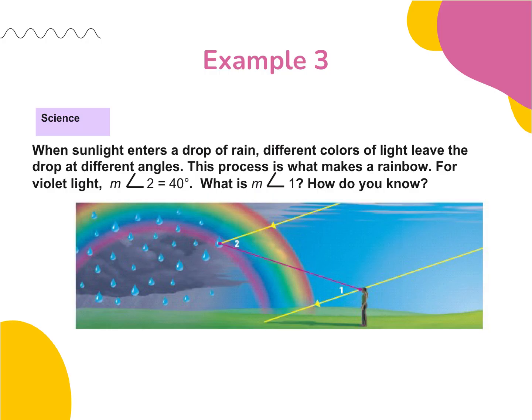Okay, so this is example 3. When sunlight enters a drop of rain, different colors of light leave the drop at different angles. This process is what makes a rainbow. So for violet light, angle 2 is 40. What is the measure of angle 1, and how do you know? So I'm going to write in the information. Angle 2, they're telling us, is 40 degrees, and they want us to find angle 1.